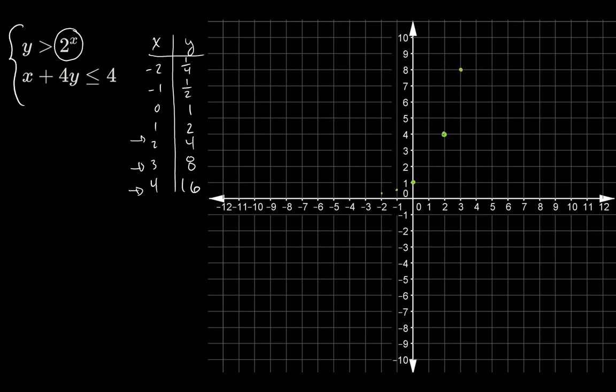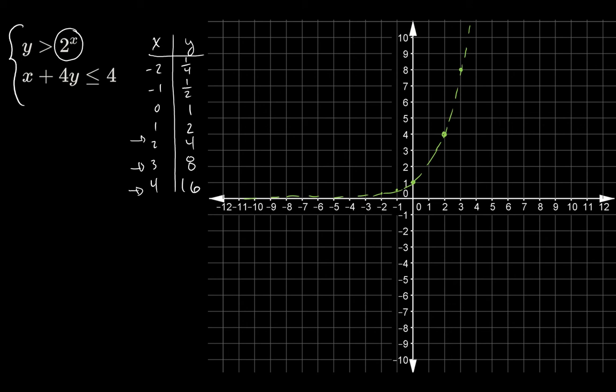So this says it's a greater than strictly, so I know that my boundary has to be a curve. So I can fill in the boundary by just making a dashed line through these points. So there we go. All the points on that curve are not included in the solution set, but that's our boundary. And also it says that y's are those things that are greater than that curve.